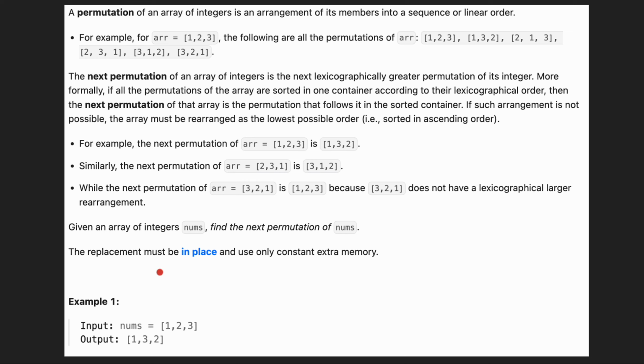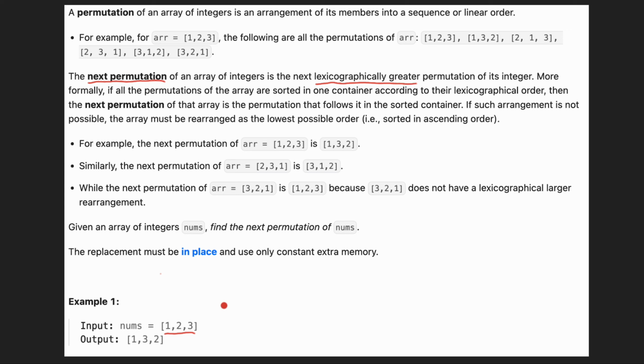Hi everyone, it's Sorkin. Today we have a problem where we are given an input array, 1, 2, 3 for example, and we need to find the next permutation. So what's the next permutation? The next permutation in our case is a permutation that is lexicographically greater than our input.